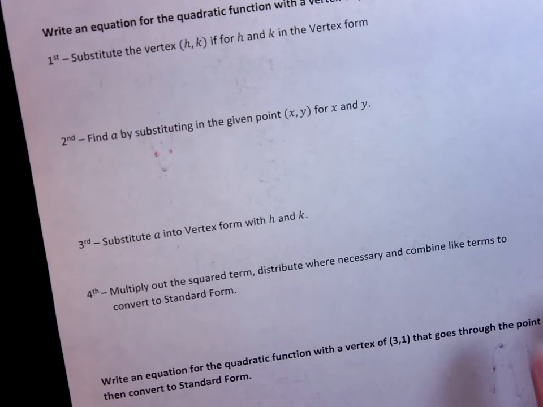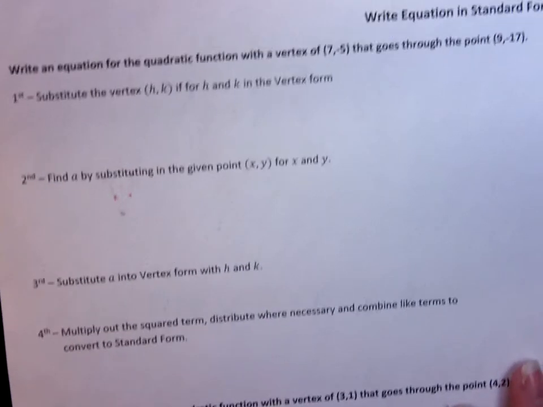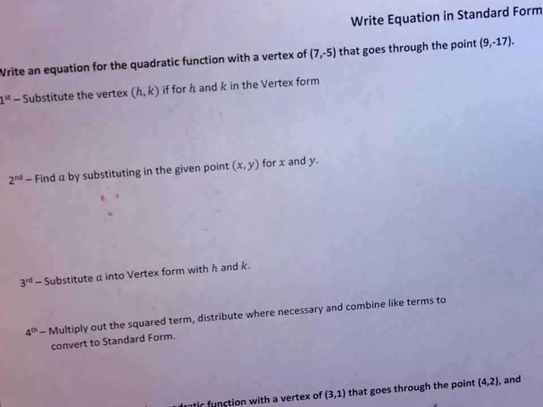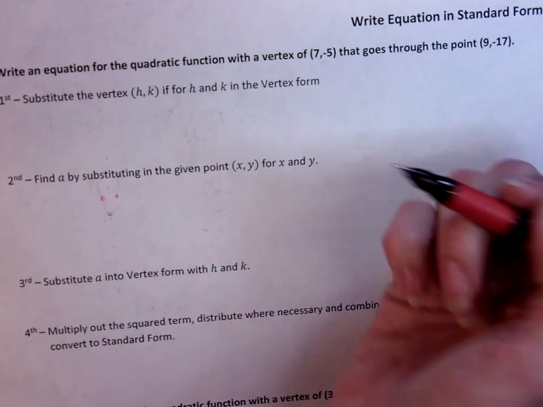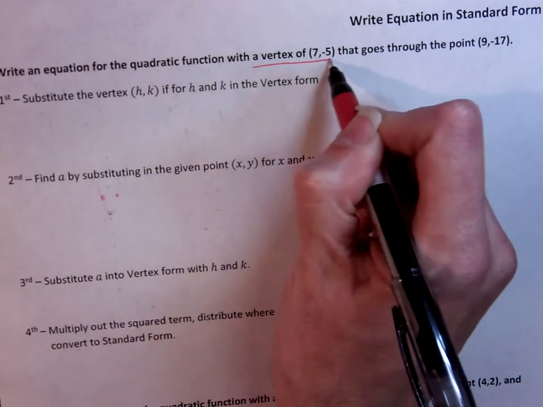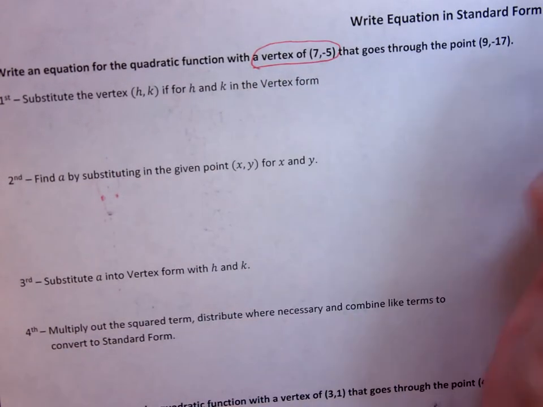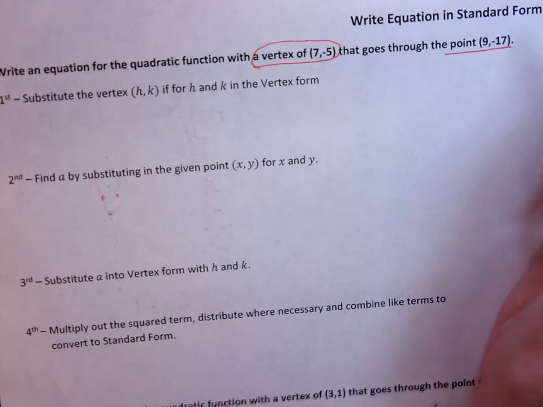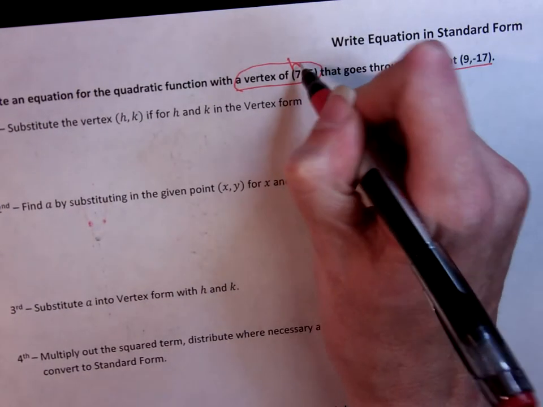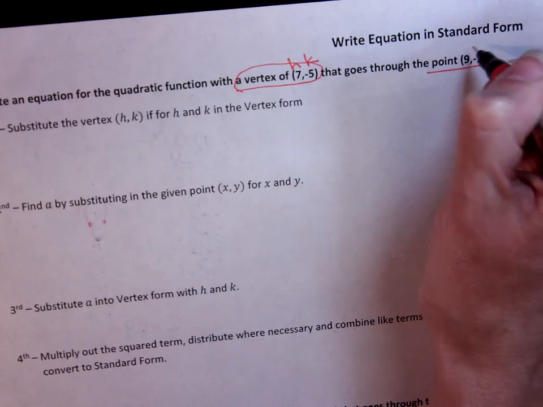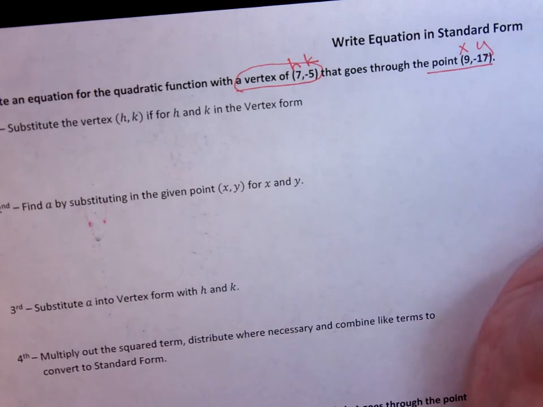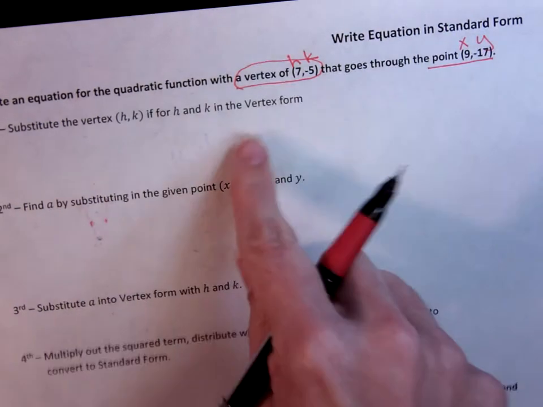All right, writing equations. This is the same process that we went through with vertex form. We're actually going to go through vertex form to get to standard form. Exactly the same process. Okay? So we're given the vertex and a point. So with our vertex, we're going to think of this as h and k. With our point, we're going to think of it as x and y. And we're going to start with vertex form.